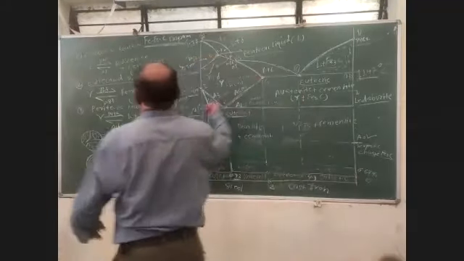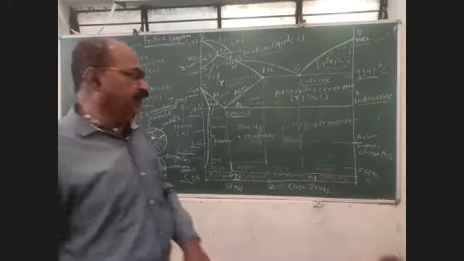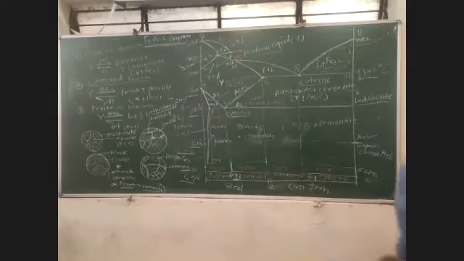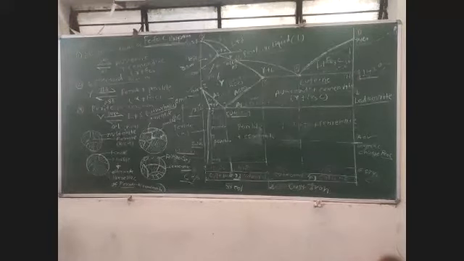What are the reactions? Here I have the eutectic reaction. What do eutectic reactions mean? This will occur in the region of our cast iron.